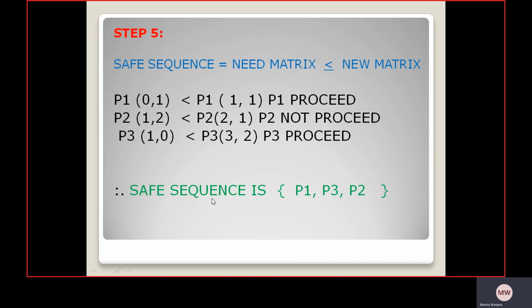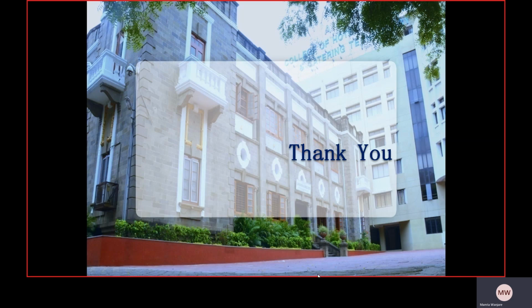So whenever you draw the safe sequence, in that case P1 first, then P2 is not proceeded, so you directly go to P3 first, then go for P2. So P1, P3 and P2, that is the safe sequence. Thank you.